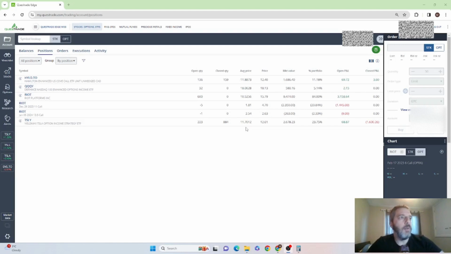Below that $12 mark, it is 23% of my portfolio. A lot of people don't like to see more than 5%, 10% allocated to one stock. But for me, I'm just going to go to 1,000 shares of TSLY, and then we're going to move on to the next company.